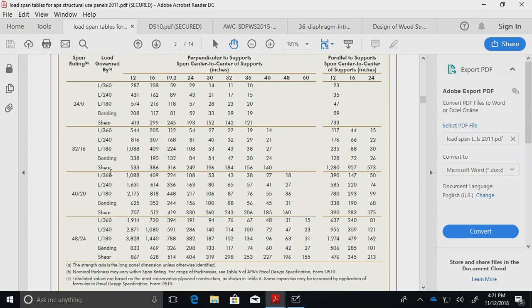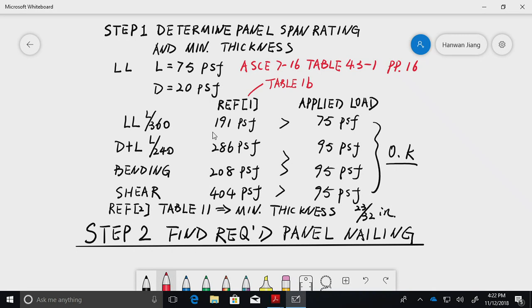So the joist span, as the spacing is 24, and it is part of the flooring system, so 48 by 24 would be selected. Spacing at 24 inches on center, so those are the uniform loading values. Okay, so there we know the live load allowable uniform loading is 191 psf, total load 286 psf, bending 208 psf, shear 404 psf.